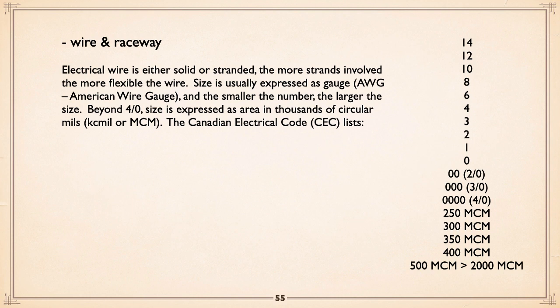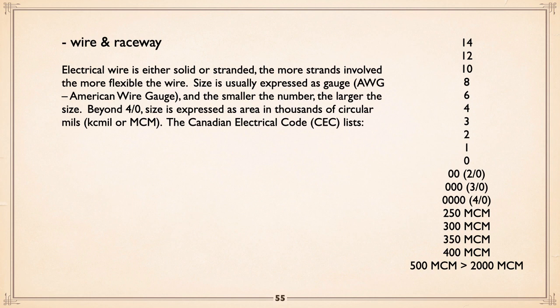Below that, it's control wiring. So 14 is the smallest, and they get bigger and bigger as the numbers get smaller and smaller, till we get down to 0. Then we start double zero, sort of like extra large, triple zero, 4-aught, as they call it, 2-aught, 3-aught, 4-aught.